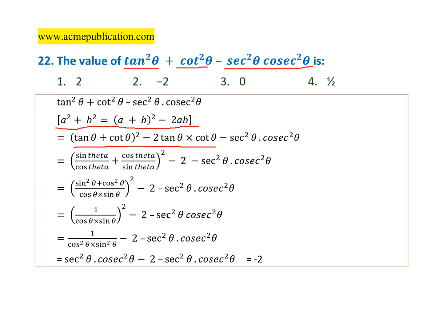Now we will convert the tan theta and cot theta into cos and sin. Tan theta is sin theta upon cos theta, and cot theta is cos theta upon sin theta. Now putting the value in the equation, we get the value of equation, that is minus 2.